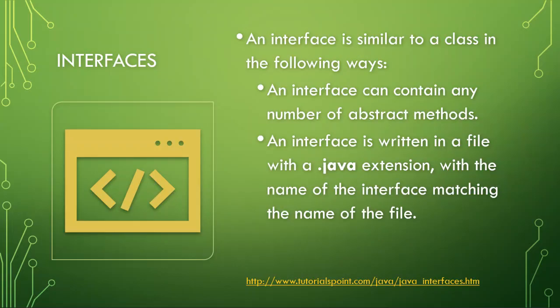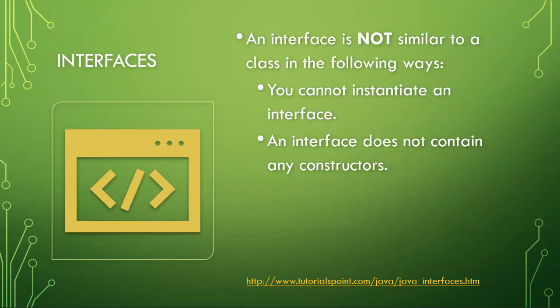So an interface is similar to a class in the following ways: an interface can contain any number of abstract methods, and an interface is written in a .java file. You may not be seeing this with whatever editor you're using behind the scenes. It keeps everything in the .java files. And the name of the interface will match the name of the actual file it's in.